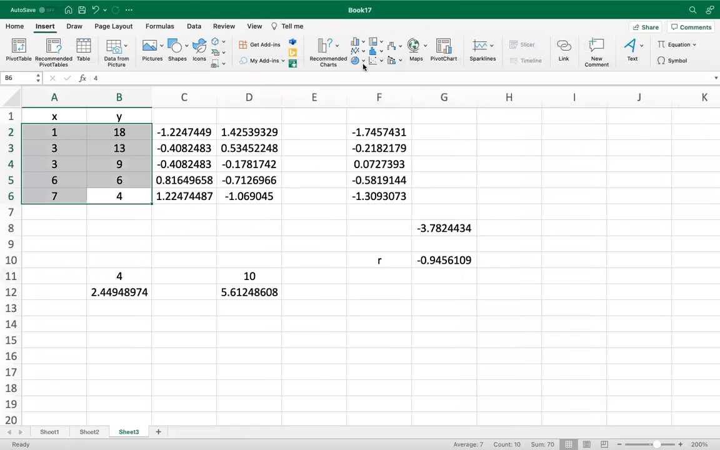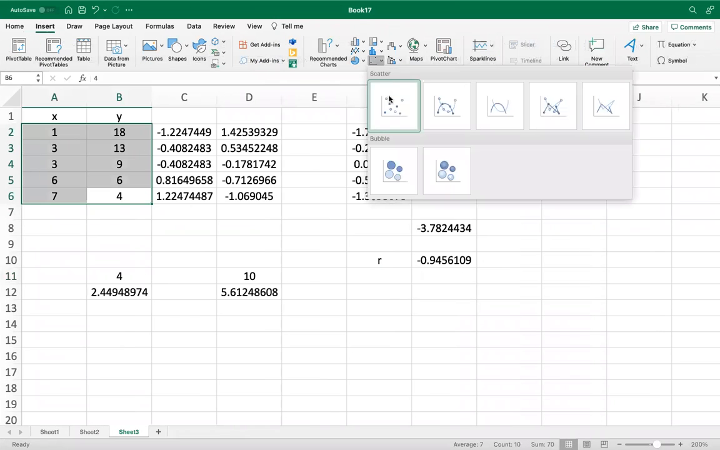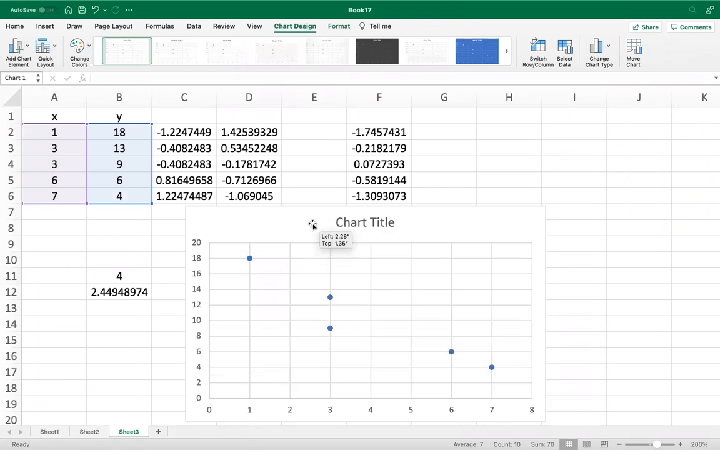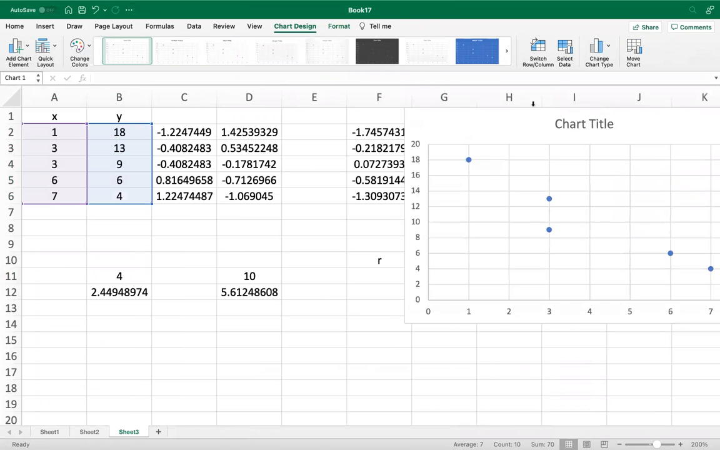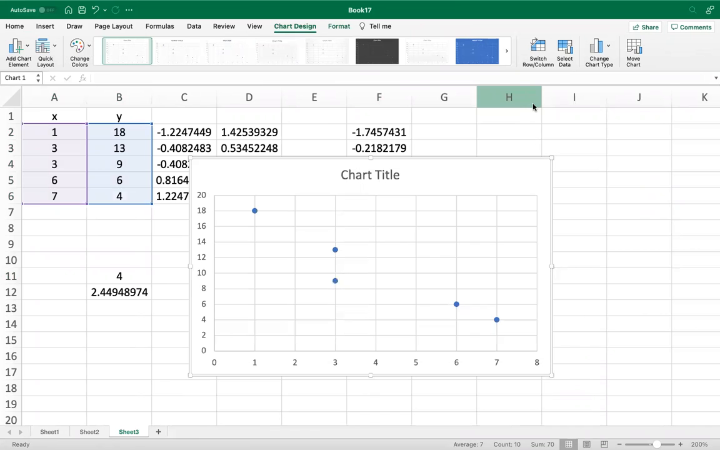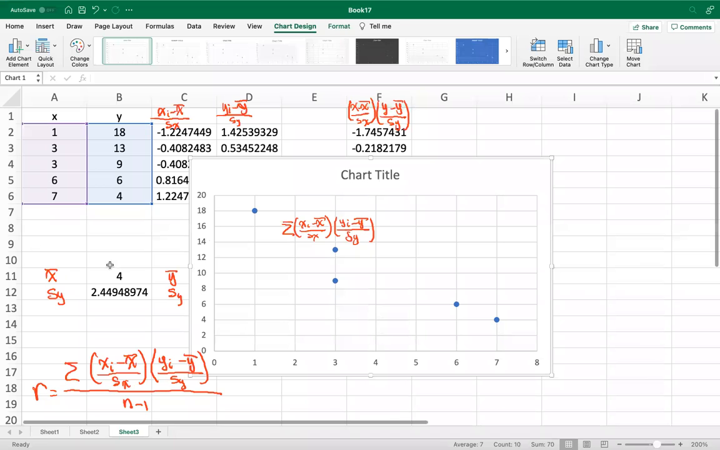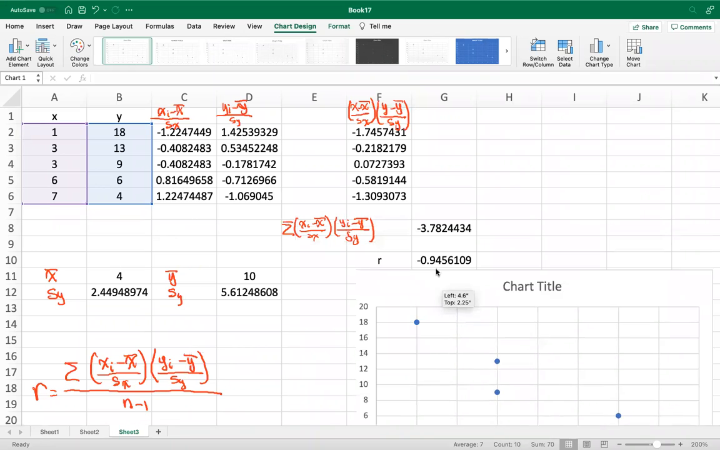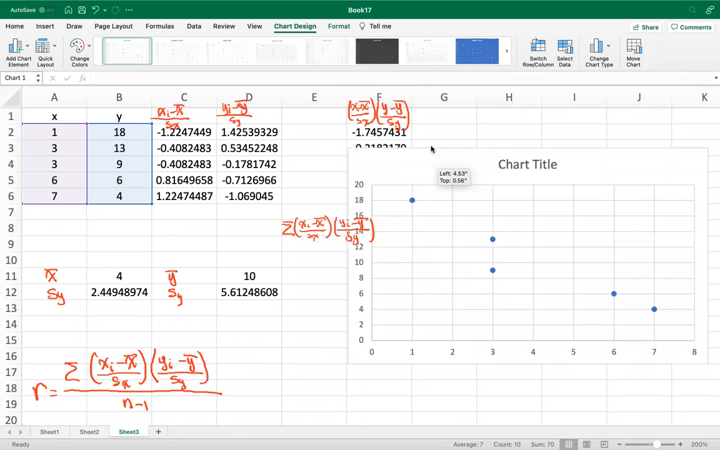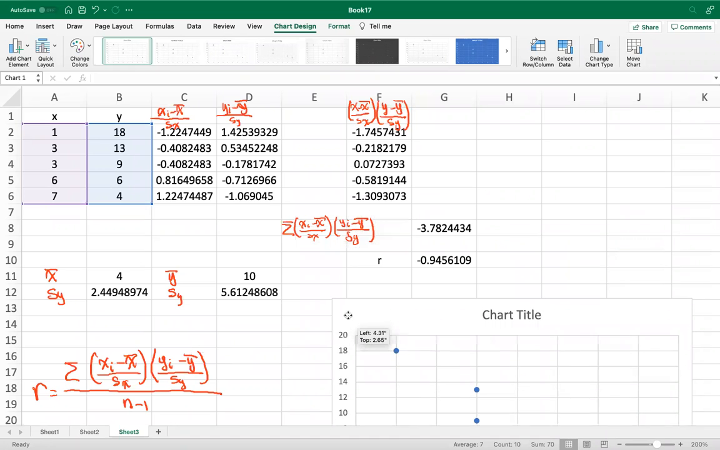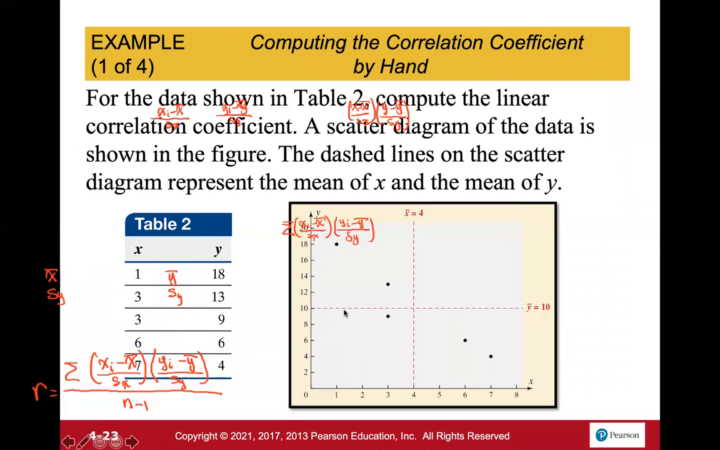So insert graph. We do that here. And what they did is they saw, let's see, do we still have that? Yeah. So they saw that x bar is equal to 4. So they just drew a line here. Y bar is equal to 10. So this is our 10 value. They just drew another line right there. So that's all they did here.